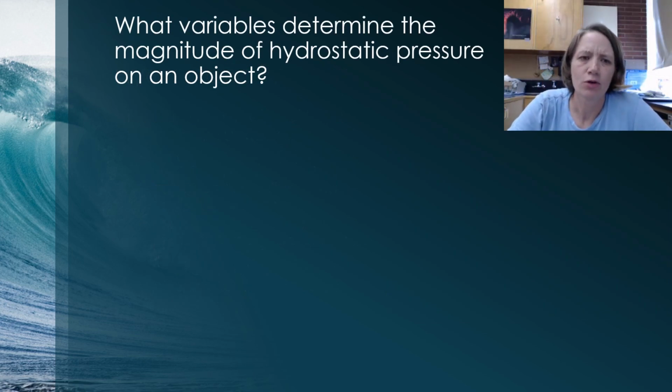So what variables are going to determine the magnitude or the size of the hydrostatic pressure from an object? I'd actually really encourage you to pause your video for a second and think about what you think we're going to see in this equation. If I asked you to calculate how much hydrostatic pressure is acting on you right now versus maybe the amount that would act on you at the bottom of the swimming pool, what variables do you think you would need to know about the scenario to make that calculation?